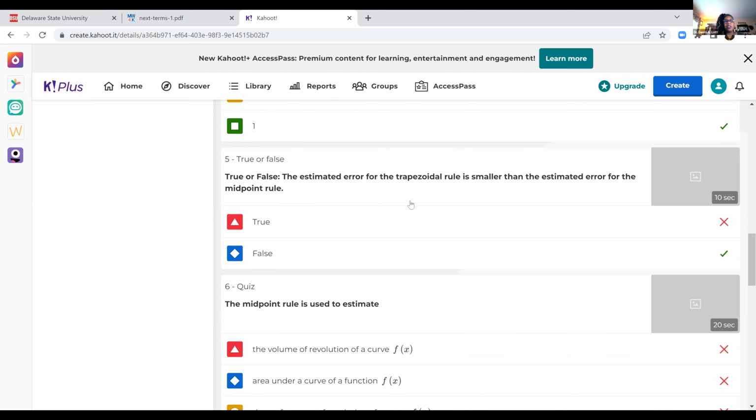True or false, the estimated error for the trapezoidal rule is smaller than the estimated error for the midpoint rule. That is true only because it's multiplied. It's 1/2 of the error for the trapezoidal rule.